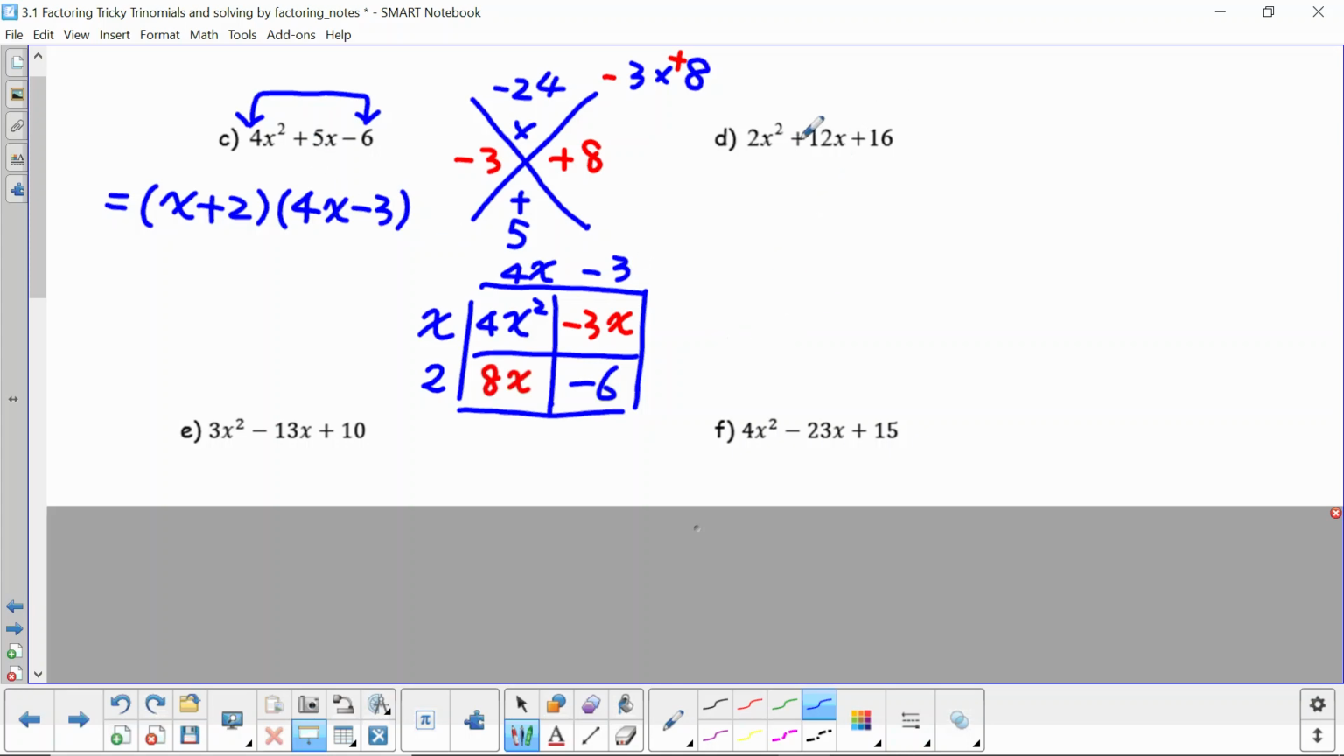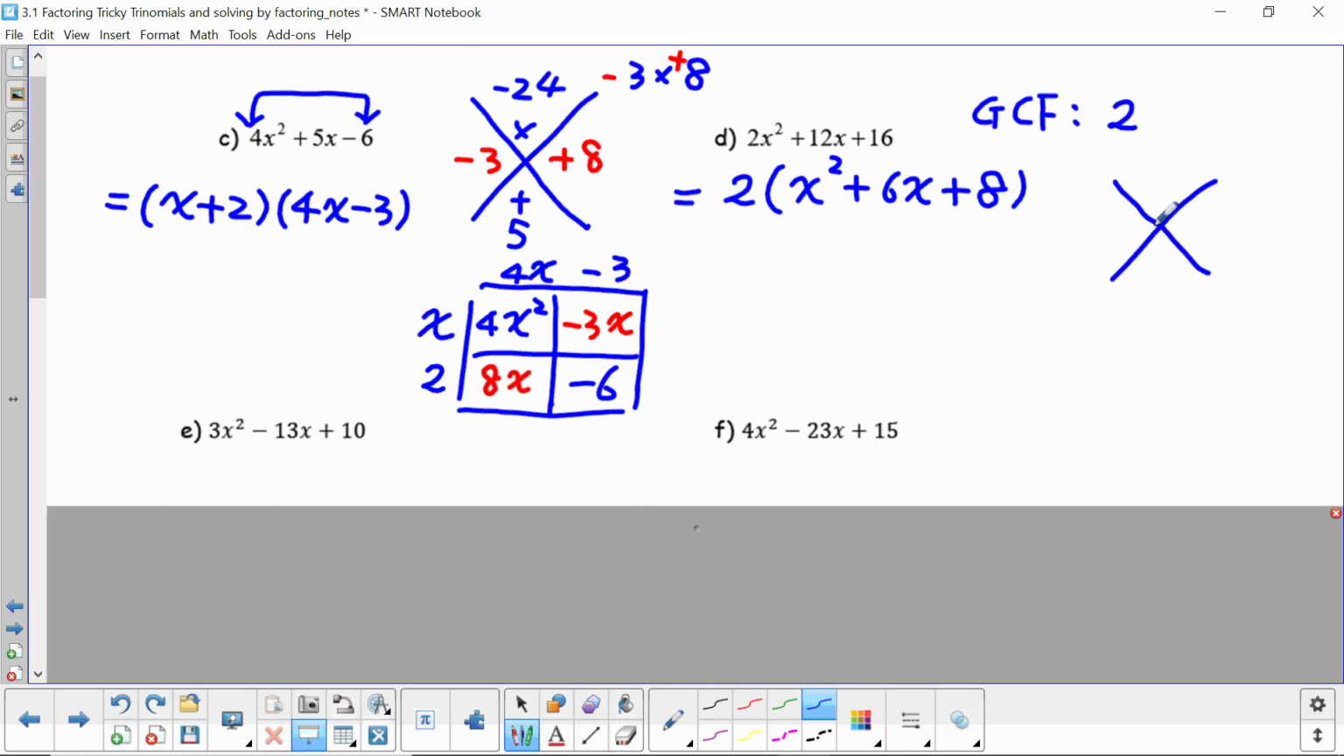And for the next one, 2, 12, 16, always check if we have a greatest common factor from each term. So 2, 12, 16, the greatest common factor is 2 because they are even numbers. For variable x squared, x, no x, so x is not a common factor. Then we take the 2 out, each term divided by 2. We have x squared plus 6x plus 16 divided by 2 is 8. Then this is a trinomial.